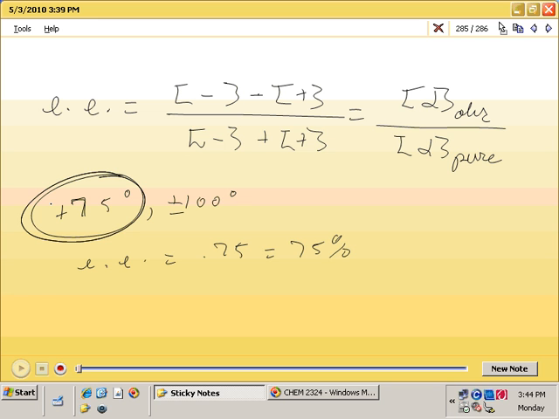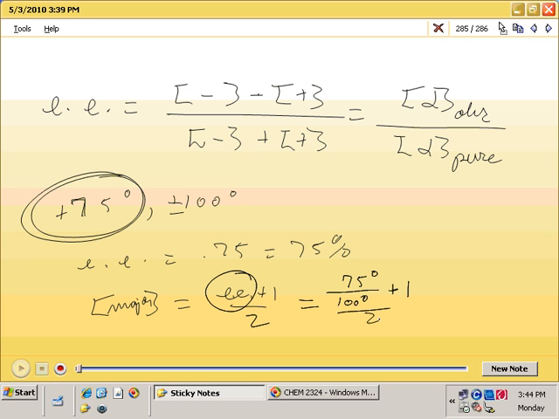Because I got a measurement of plus 75 degrees. Okay, so now let's apply. How much do I have of the major enantiomer if the optical rotation is 75 degrees? What I do is I say, the concentration of the major enantiomer is equal to the enantiomeric excess plus 1 over 2. Now I want to get the enantiomeric excess. Remember, enantiomeric excess is the difference over the sum, but it's also what you observe over what you expected. Then we add 1, and then we divide through by 2.